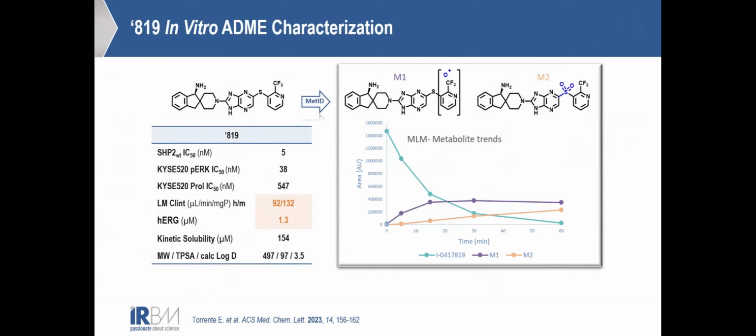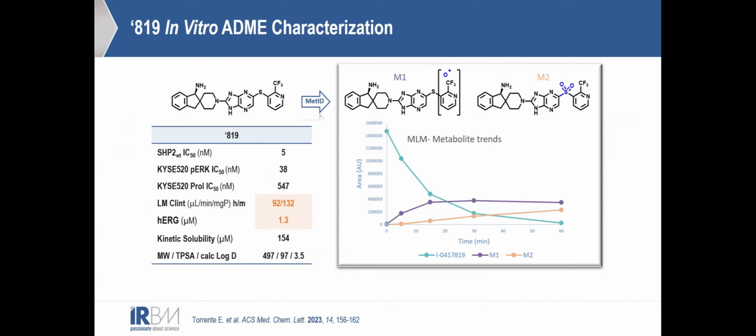The first one was the moderate to low stability in liver microsomes, in particular in two species, human and mouse, and this was confirmed as well with hERG. This is not something that is wanted in a drug discovery process, because it can give the possibility of cardiac disruption.